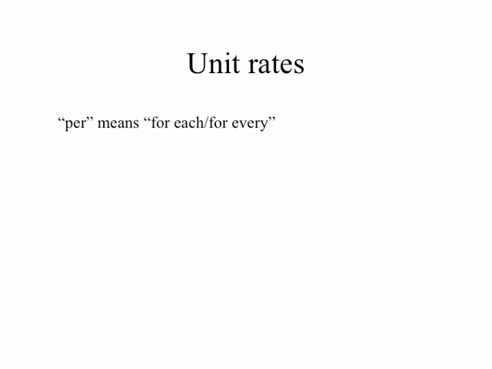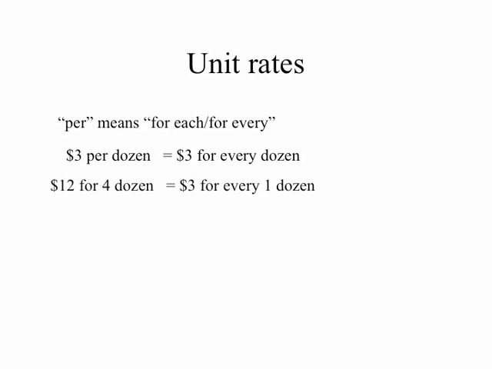Our next topic is unit rates. The word per means for each one or for every one. So if I give out 3 chocolate bars per person, that's 3 chocolate bars for each person. $3 per dozen just means that it costs $3 for every dozen that you're buying. $12 for 4 dozen is the same unit rate as $3 for every 1 dozen. So if I bought 4 dozen cookies and I paid $12 and I was going to be charged the same rate, but I only wanted 1 dozen cookies, they should only charge me $3.